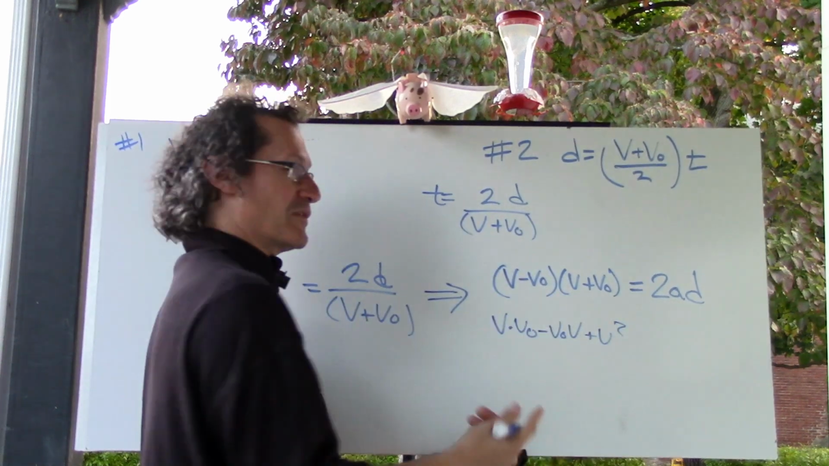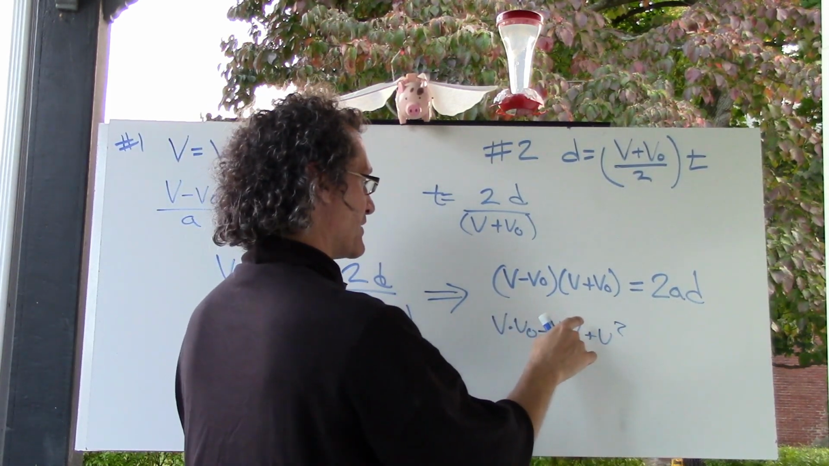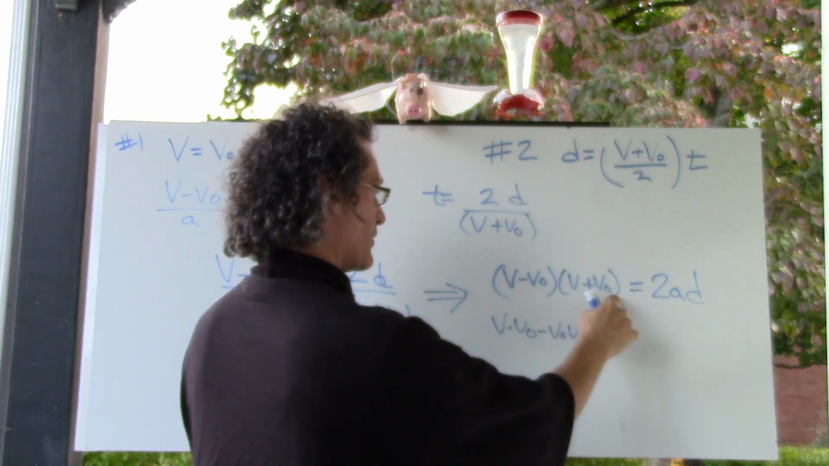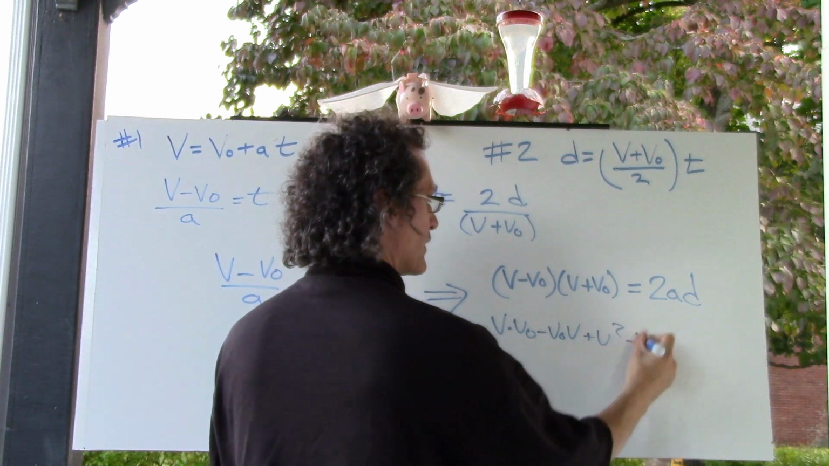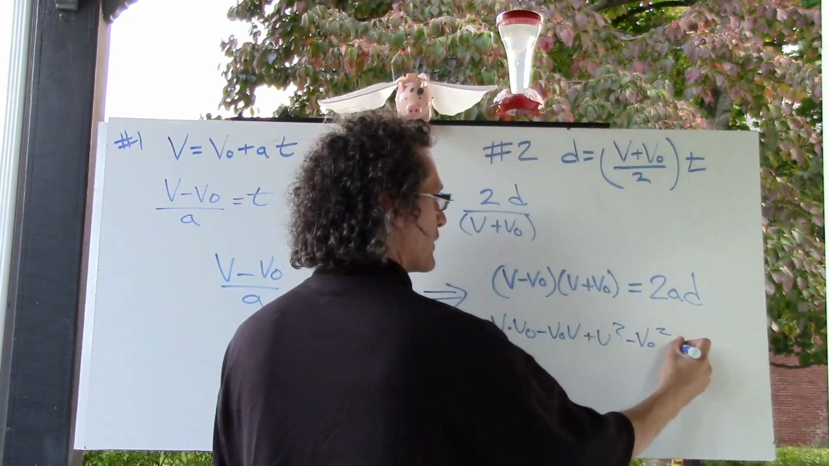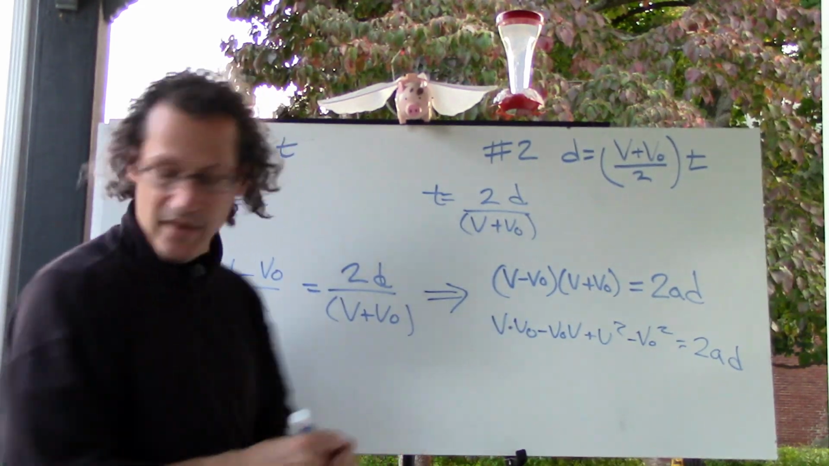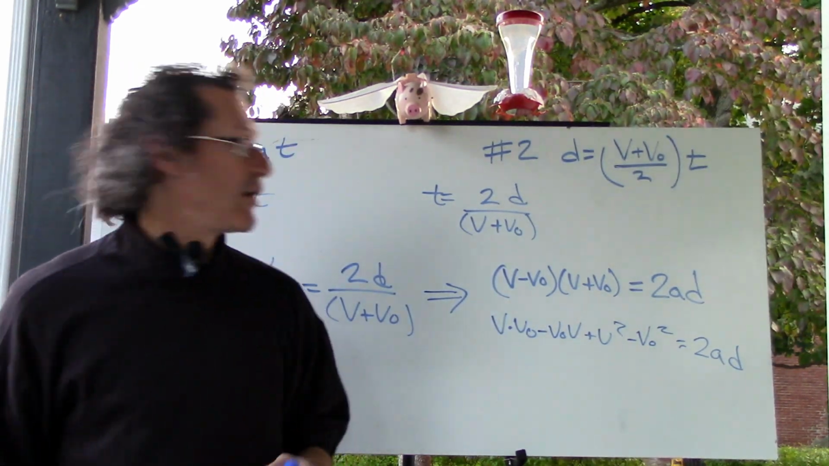v times v is v squared. That's the first over here. I should have done that first probably. And negative v naught times positive v naught is negative v naught squared, equals 2ad. Well, now what we're going to do is combine all the like terms.